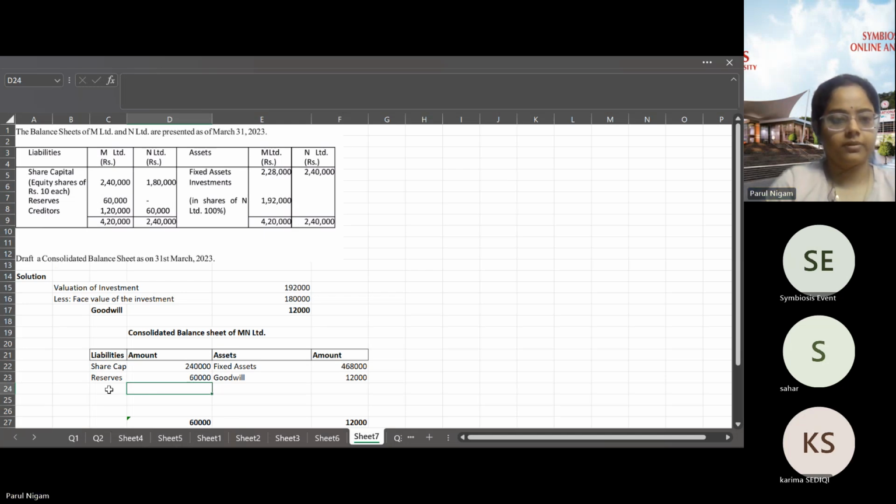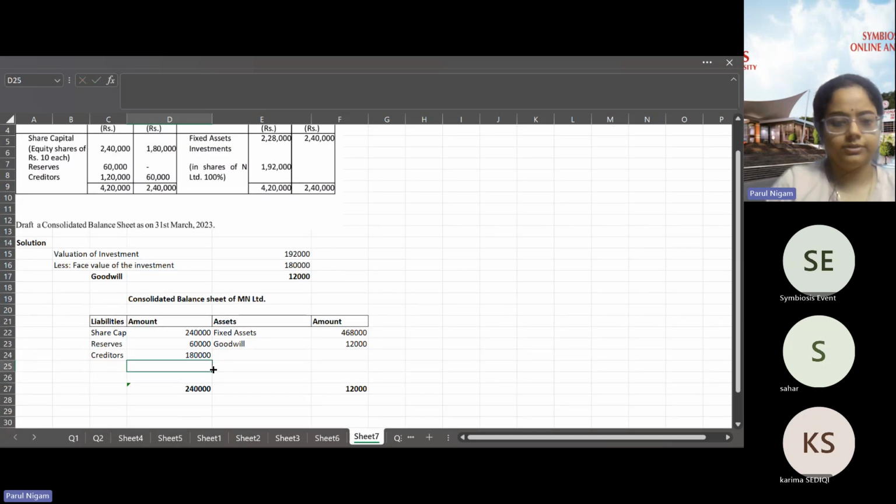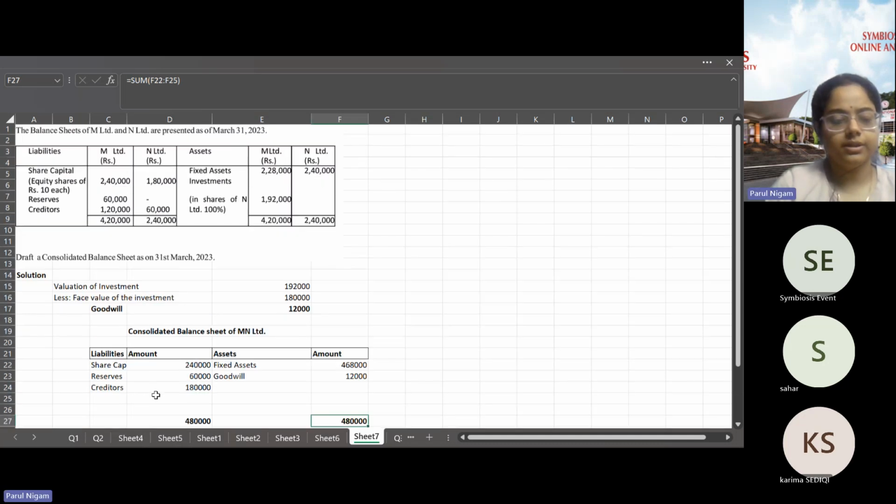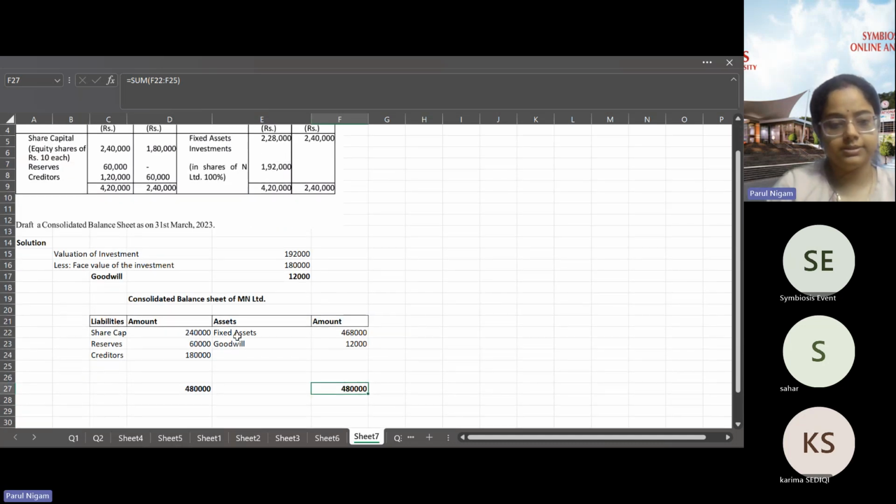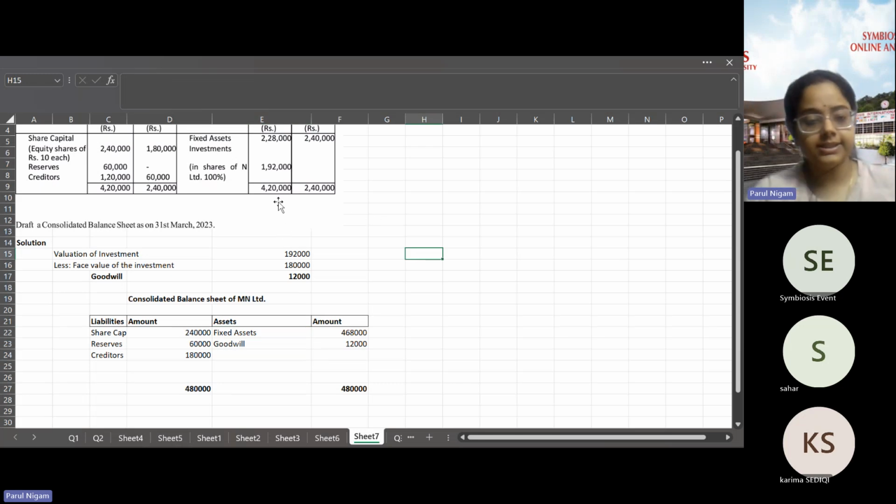Okay, then creditors. So creditors is your 1,20,000 plus 60,000. So that comes out to rupees 1,80,000. Fine. So that total comes. Okay. So that's how your balance sheet will be prepared. You can see it's very, very easy. The questions in this chapter are very easy.